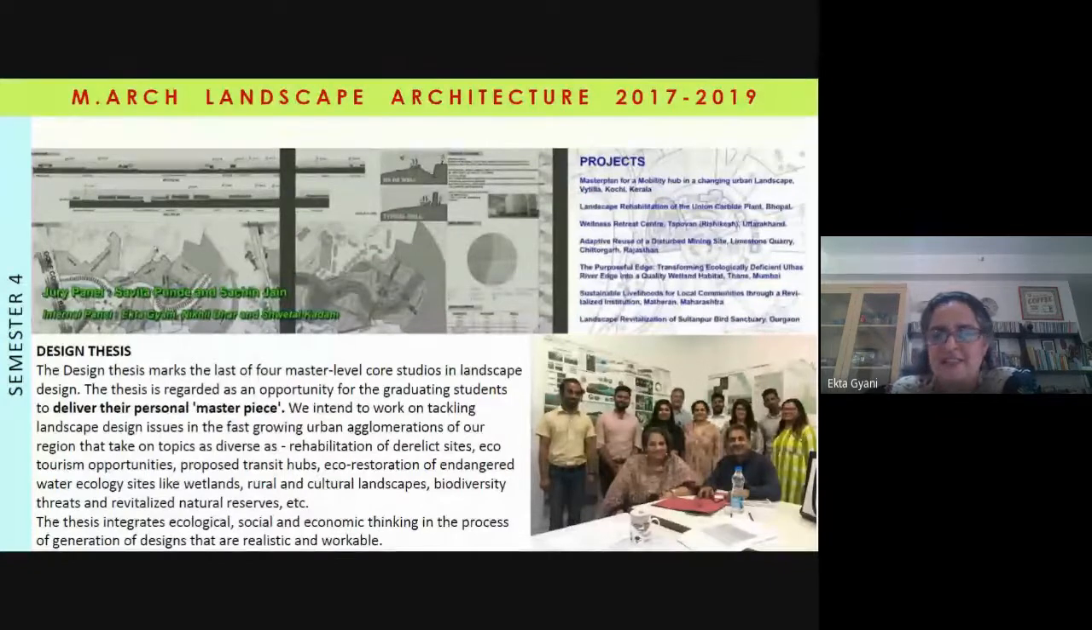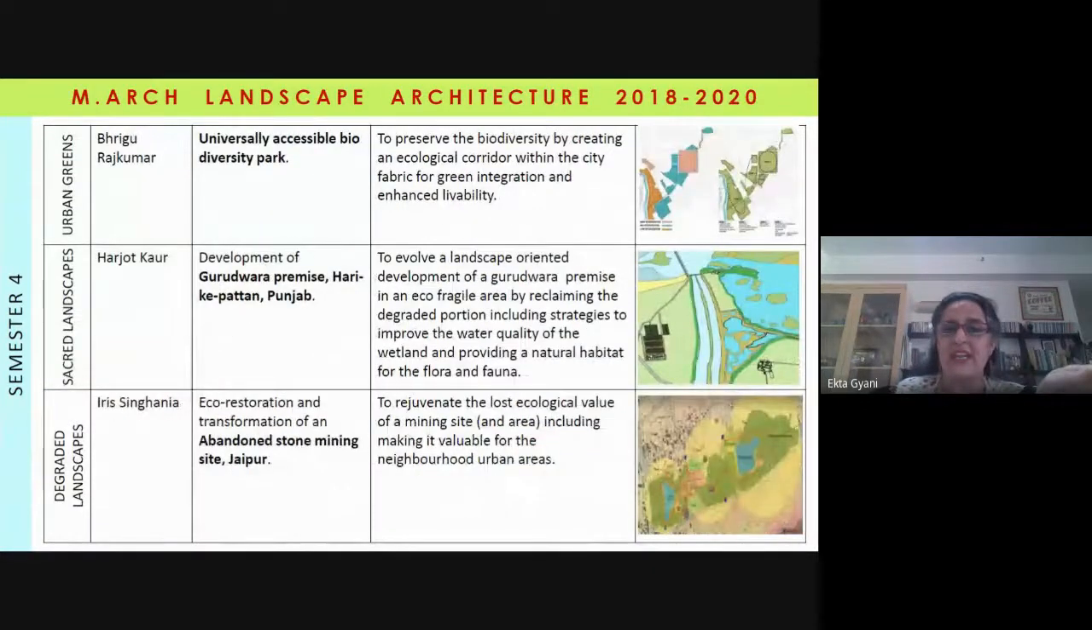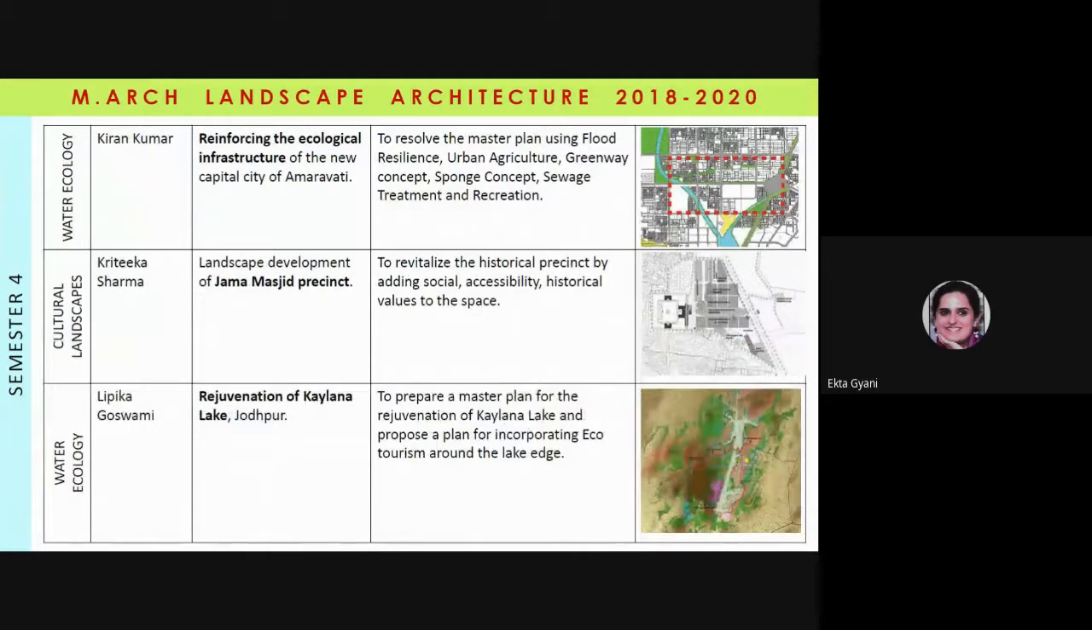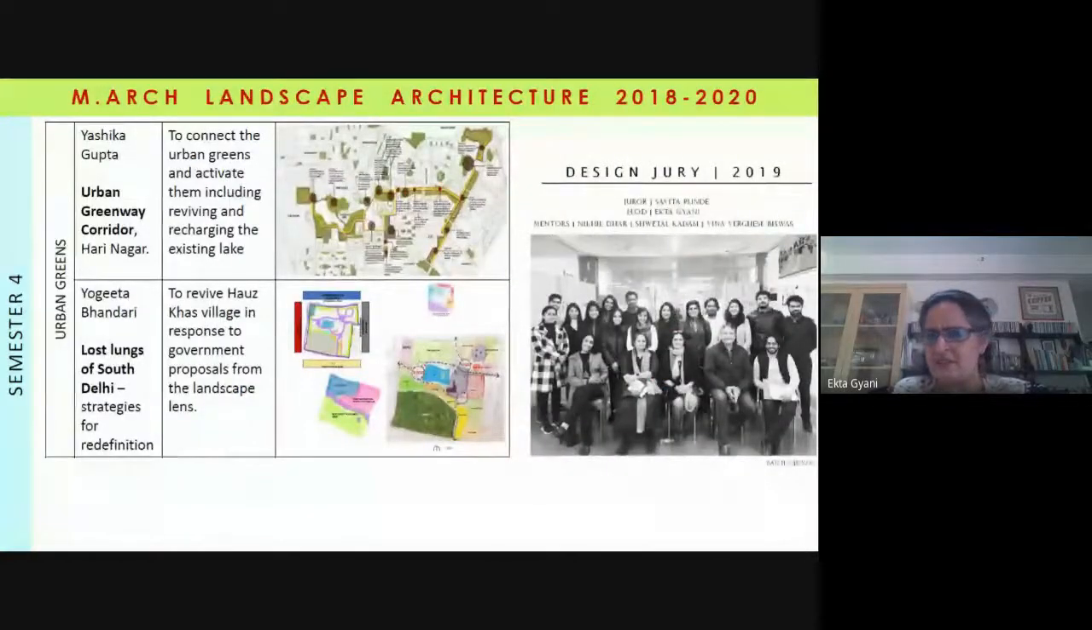Design thesis, of course. Design thesis is your baby. You pick your own thesis topic and thesis site, and the sky is the limit in terms of what all you can achieve. On the right is some of the projects the first batch took upon to solve. This is the second batch, from healing landscapes to degraded landscape to urban greens to sacred landscapes, more degraded landscapes, cultural landscapes, water ecology. How do landscape architects work at that ecological scale where they can help water and the issues of water? So these are some of the projects of the thesis.